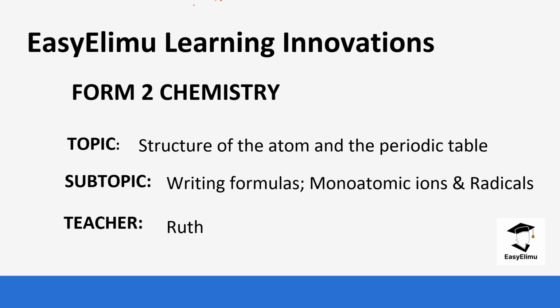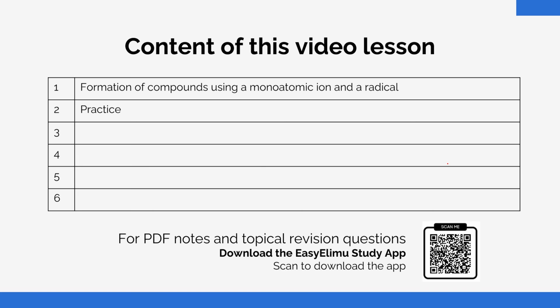My name is Ruth, and today we are going to be looking at the topic structure of the atom and the periodic table. Today we are going to be looking at writing formulas, but unlike for the previous class when we were looking at just monoatomic ions, today we are going to combine monoatomic ions with radicals or polyatomic ions. So that is what we are going to be focusing on.